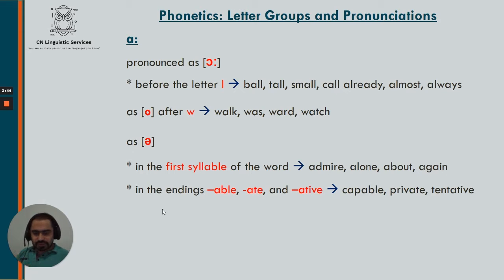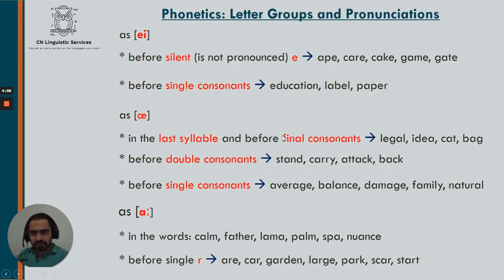The second rule is in the suffixes or endings of able, ate, and ative: capable, private, tentative. Here we also pronounce it as A. Let's see the other 3 pronunciations of this letter.